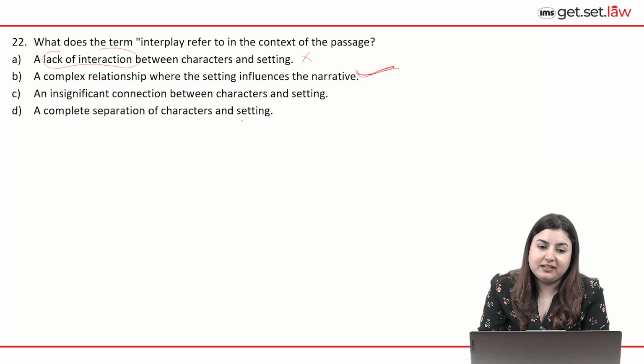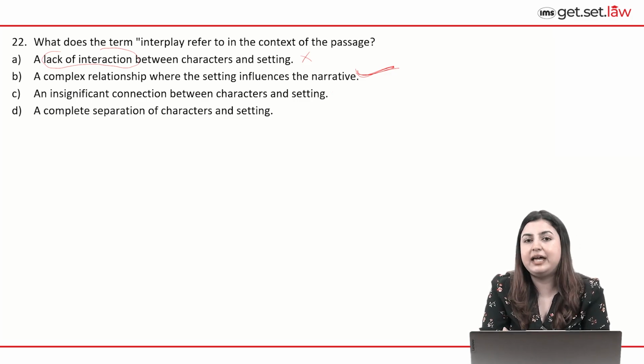C says an insignificant connection between characters and setting. Obviously, the connection between the character and the setting is of significance here. So to call it insignificant, again, will be a misnomer. So we can eliminate this.